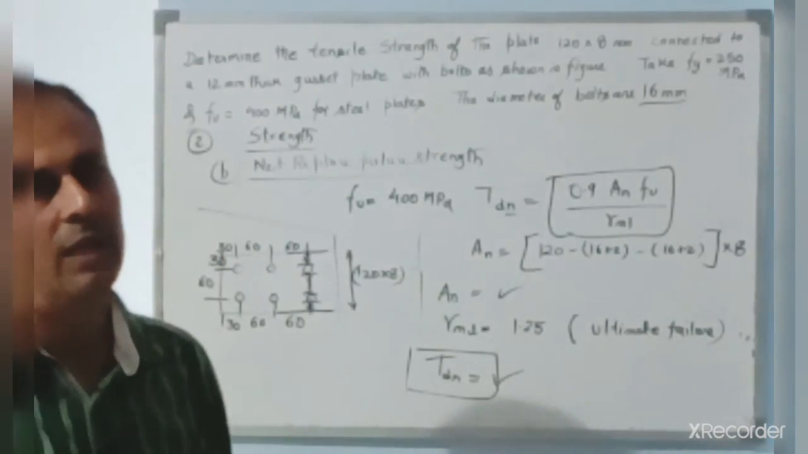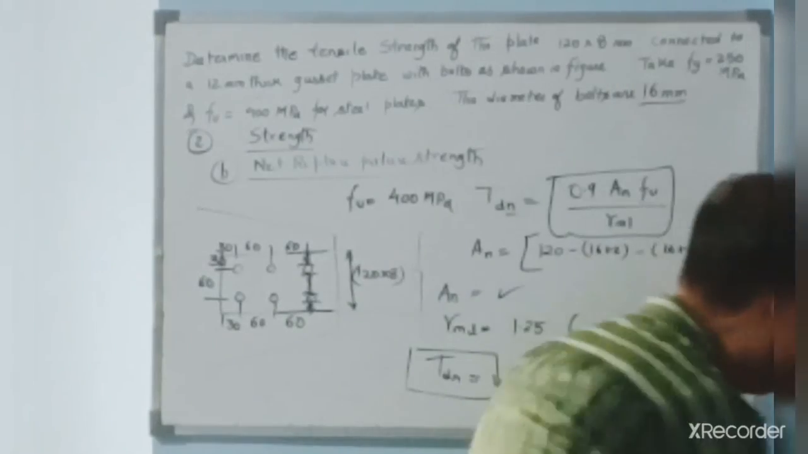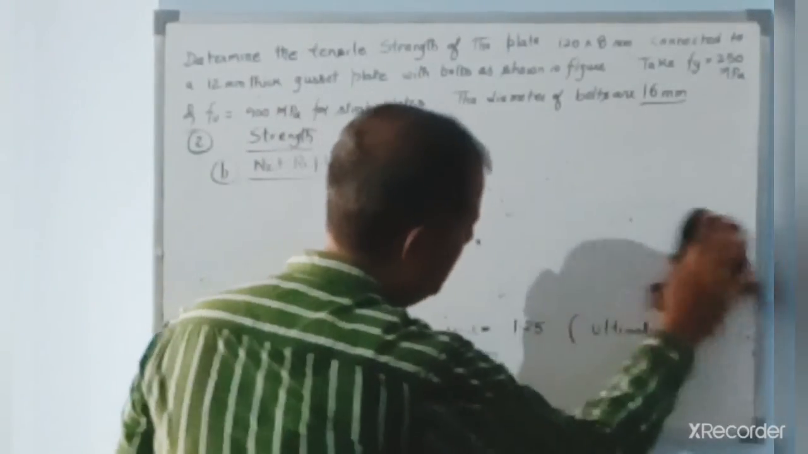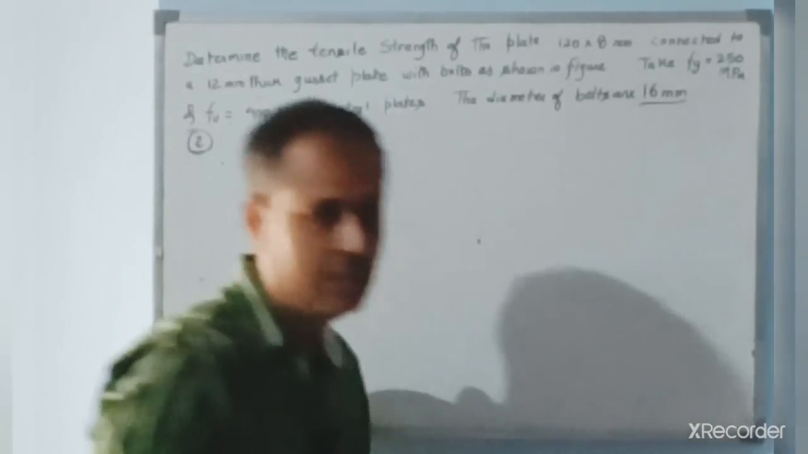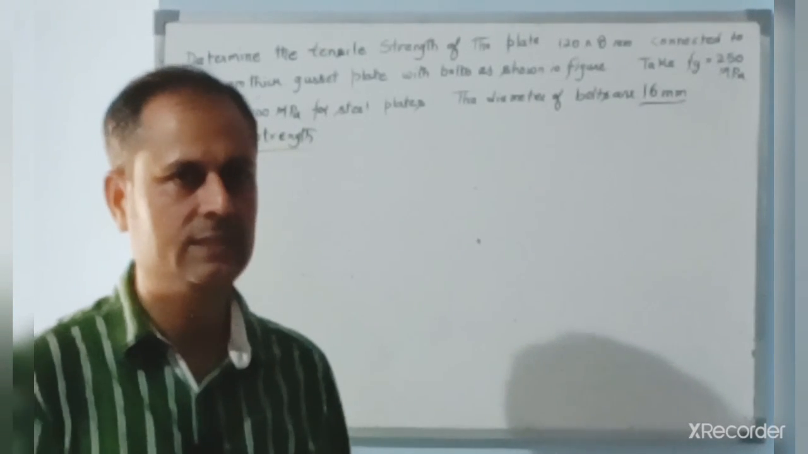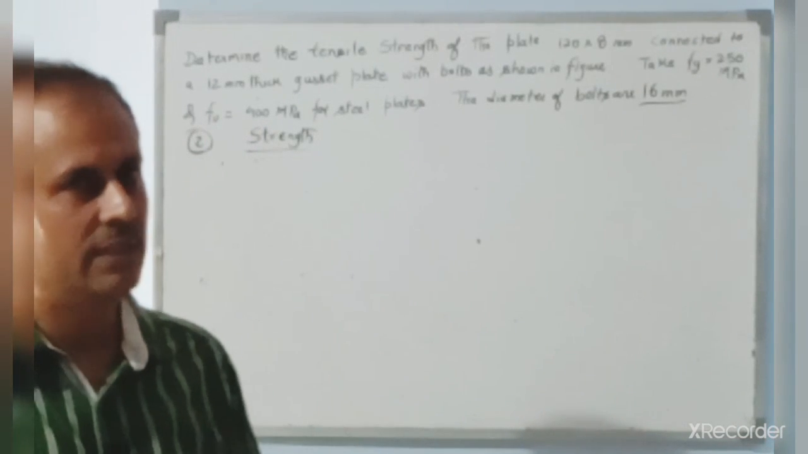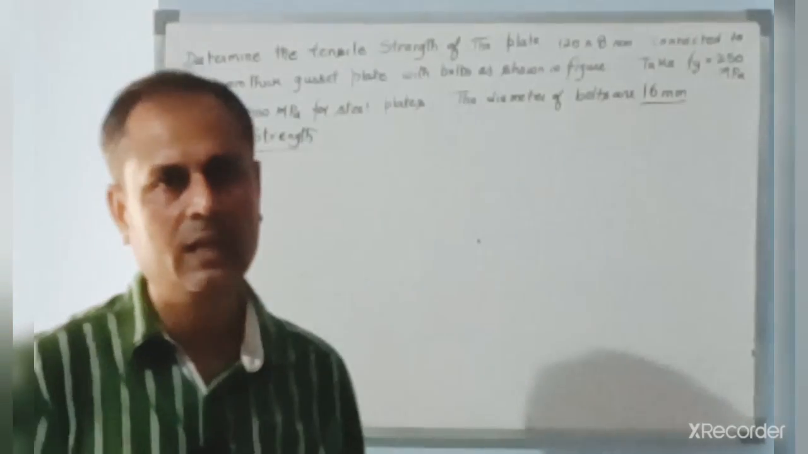The third strength is the block shear strength. Due to shortage of duration, I am not going to explain the third. The final strength of the tension member will be the least of the three strengths. That is, one is gross strength, second is net rupture strength, and third is block shear strength. The least of the three calculated values would be the strength of the tensile member.